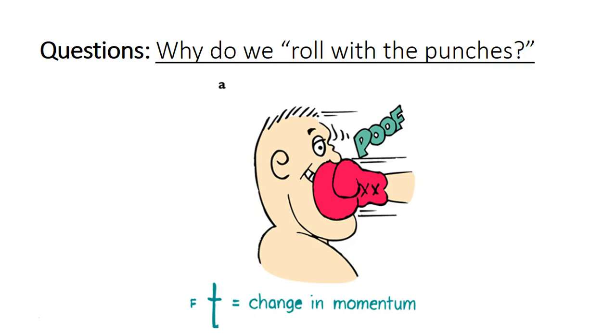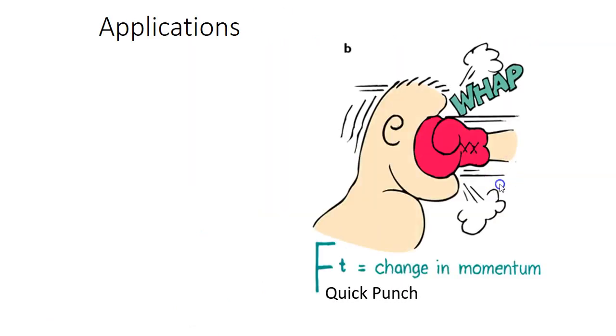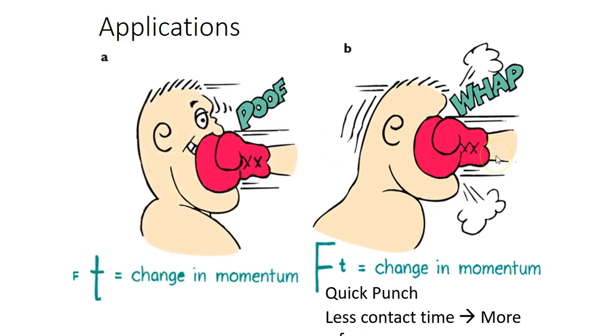But anyway, if you're in the unfortunate event that you are punched, you kind of want to go with it because you're increasing the contact time. If you increase the contact time, you reduce the force. Not that you would do such a thing, but if you went in the opposite direction of the punch as shown here, you're going to feel a greater force, a greater change in momentum.